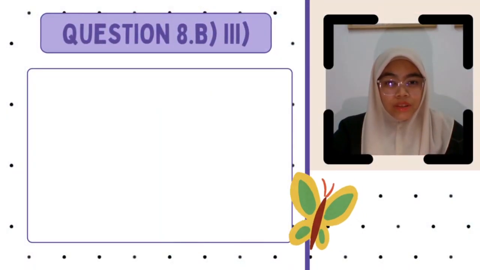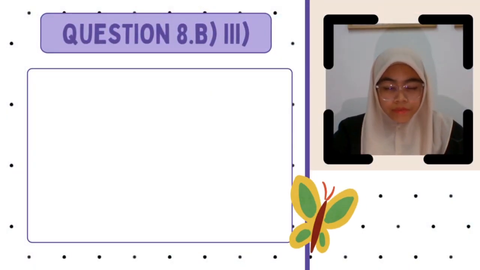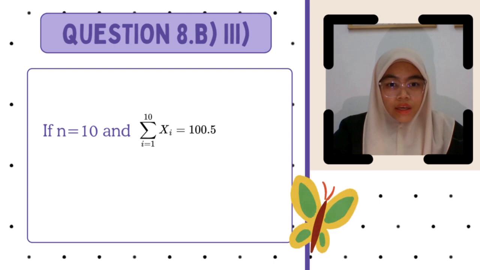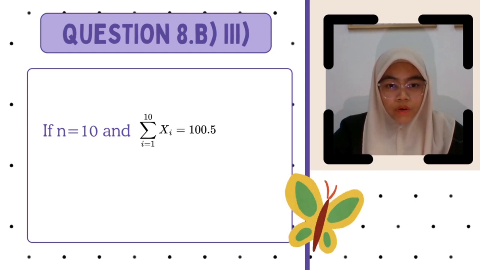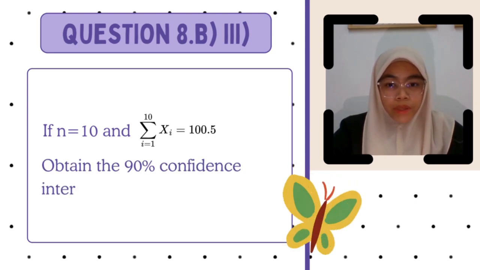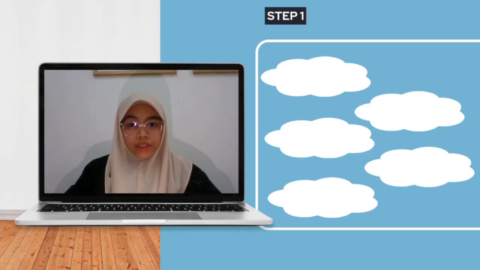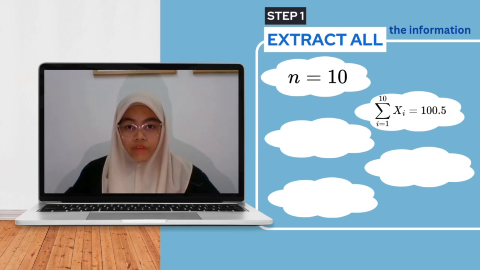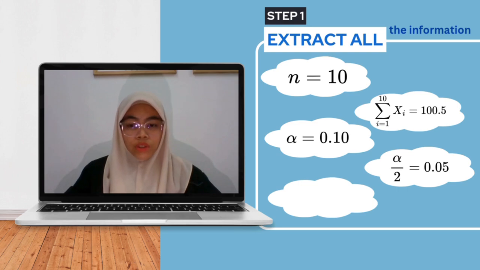For the last question, which is B, Roman 3: if n equals 10 and the summation of xi from i equals 1 to 10 equals 100.5, obtain the 90% confidence interval for beta. For the first step, we extract all the information: first, n equals 10, and then the summation of xi equals 100.5. Alpha equals 0.1. Alpha over 2 equals 0.05. And the last one, 1 minus alpha over 2 equals 0.95.